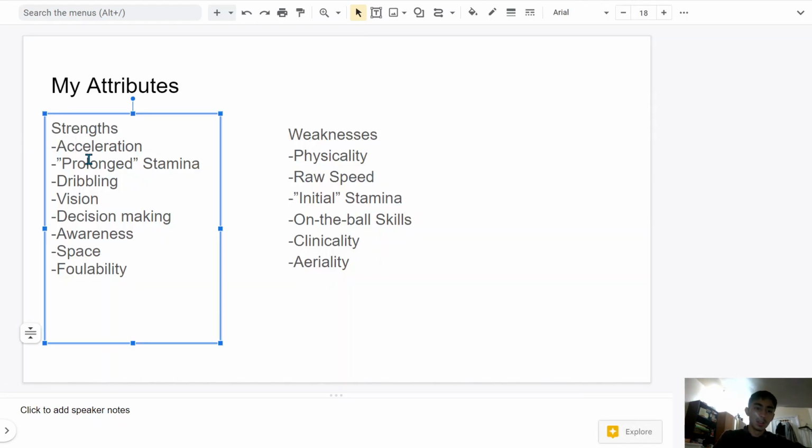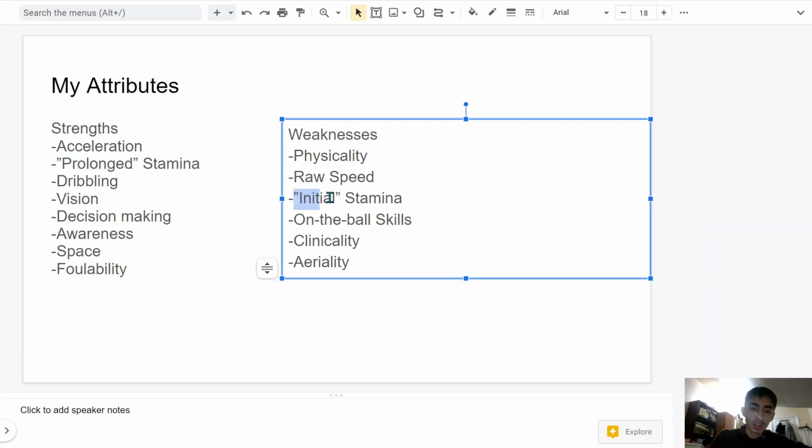These are my strengths. Acceleration, which you already know what it means. Acceleration itself isn't speed. It's more like how less time it takes you to increase your speed. So to go from 0 to 10, for example. Prolonged stamina. This is a term I made because I don't know the scientific term for it. What I mean is your stamina after prolonged amounts of time. In other words, when you are tired, how long it takes you to reach your breaking point.